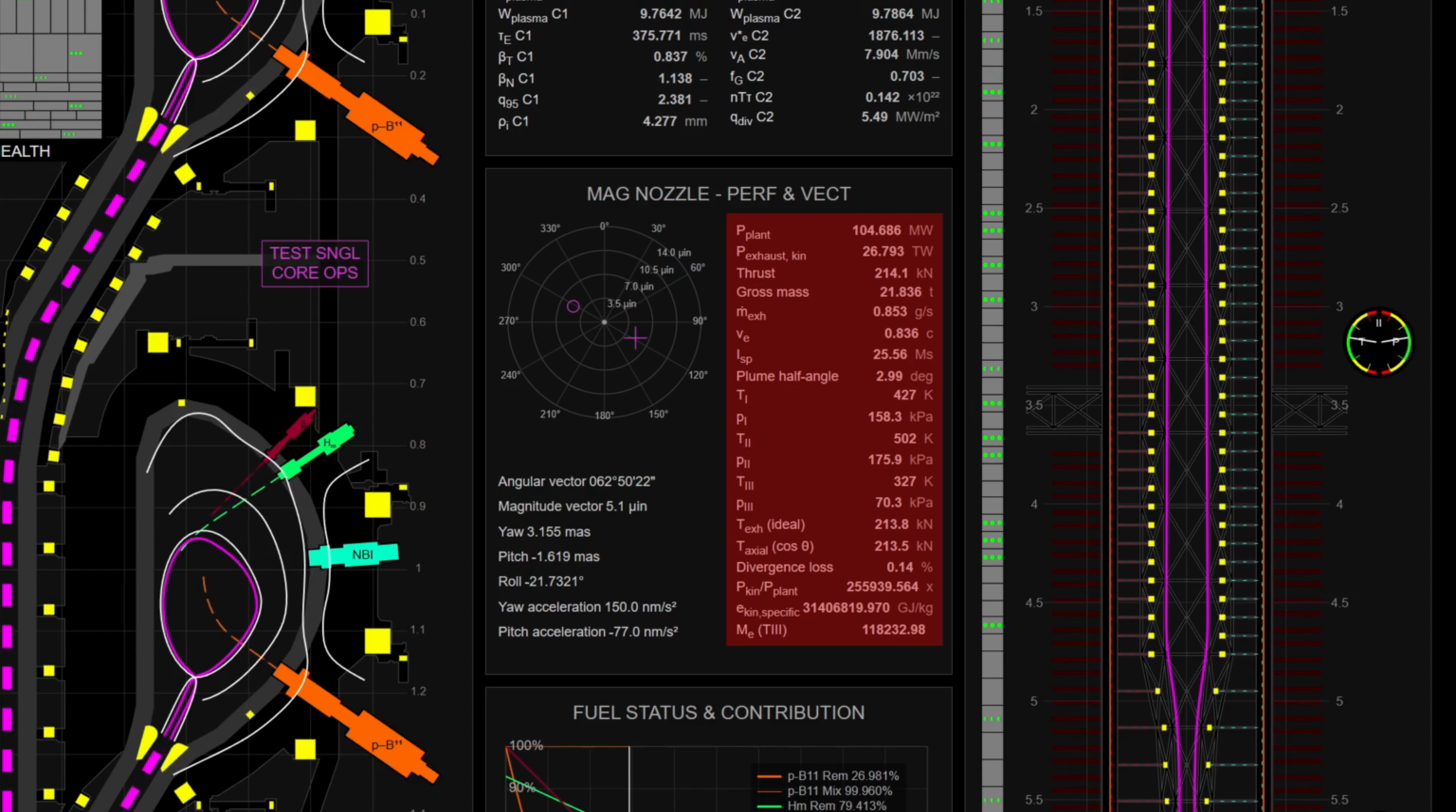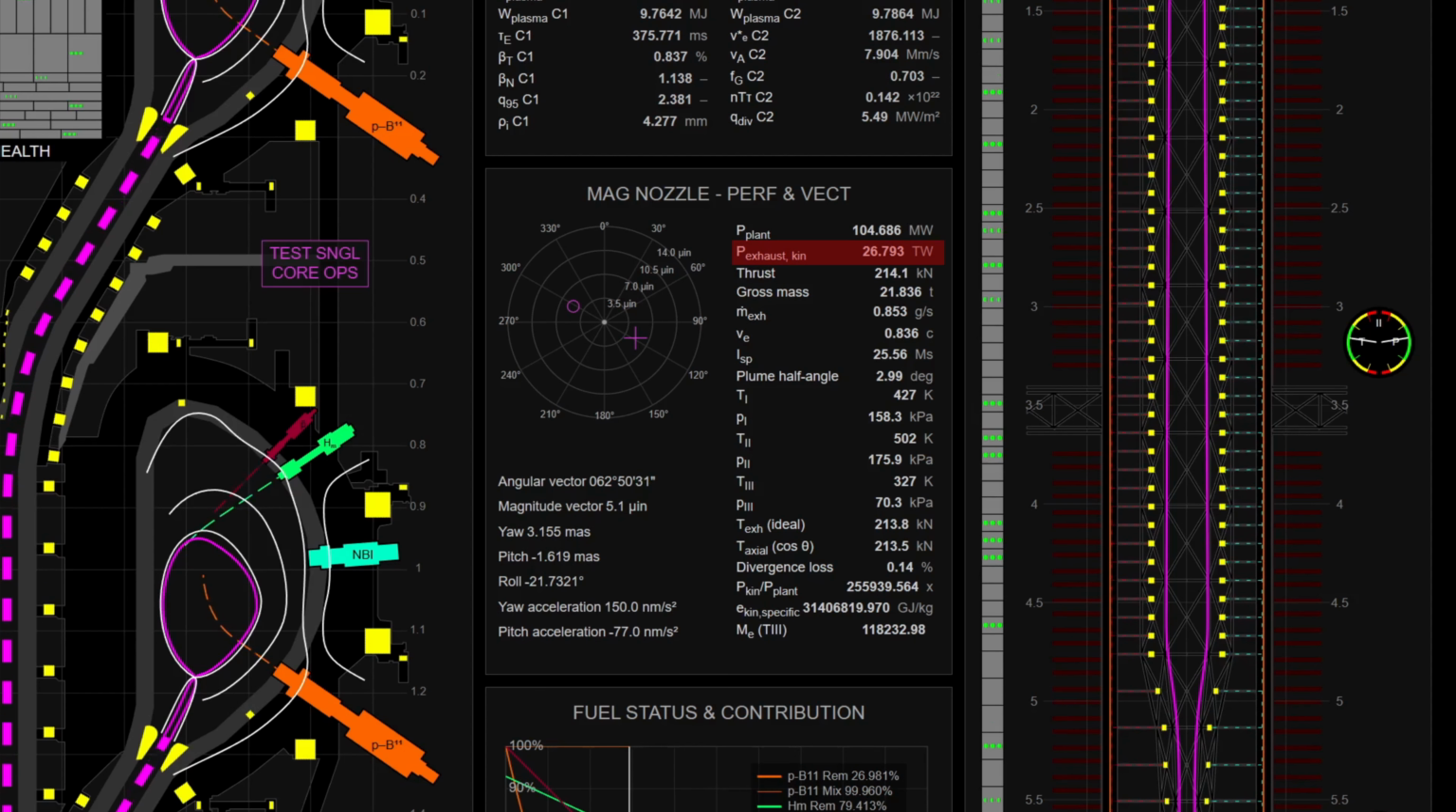Numerical readouts report reactor plant power delivered to propulsion, kinetic power carried by the exhaust, required thrust for the current vehicle mass, exhaust mass flow, effective exhaust velocity, and resulting specific impulse. Together, these values define the instantaneous propulsion efficiency and momentum coupling. Plume geometry parameters, including half-angle and divergence loss, quantify how effectively exhaust momentum is aligned with the thrust axis. The comparison between ideal exhaust thrust and axial thrust reflects losses introduced by vectoring and plume spread.